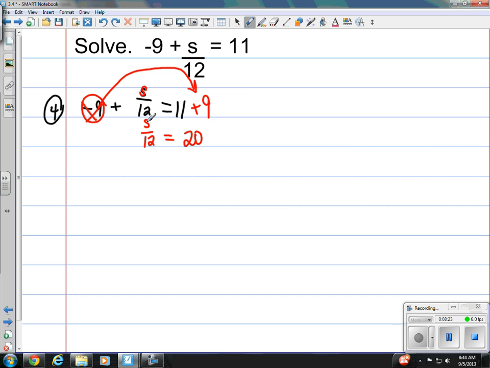Now, still solving for s, that fraction bar tells us to divide, and the opposite of divide is to multiply. So we're going to have to multiply both sides by our denominator of 12. So 12 and 12 cancel, and I'm left with s equals 12 times 20, which is 240.